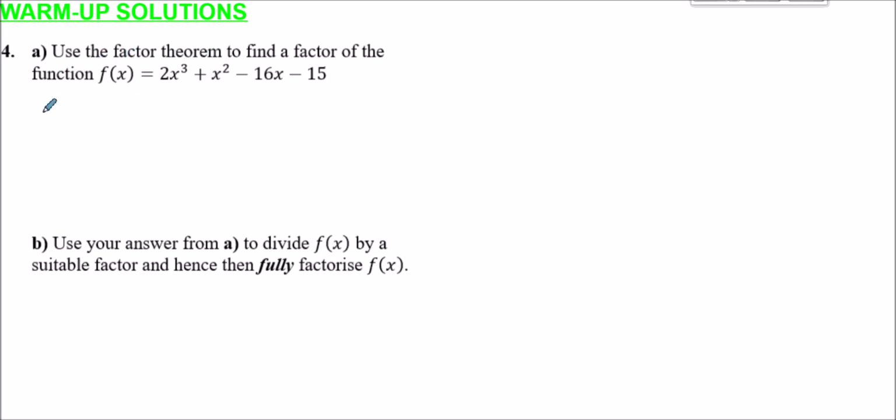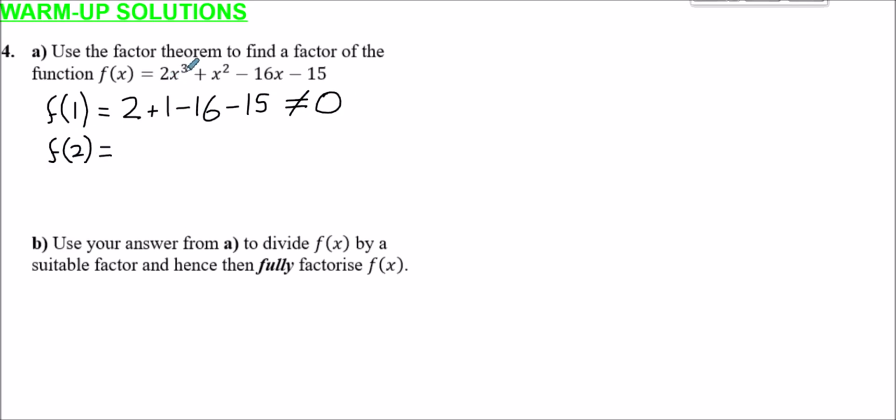So let's just try f of 1. We want to find an input which gives us an output of 0. If it's not 0, we don't really care. We only care if it's 0 or not. So if x is 1, 2 times 1 cubed is 2, 1 squared is 1, minus 16 times 1 is minus 16, minus 15. I don't really care to work this out, but all I can see here is it's clearly going to be negative, so it's clearly not going to be 0. So that is not going to be equal to 0. So let's try maybe 2.